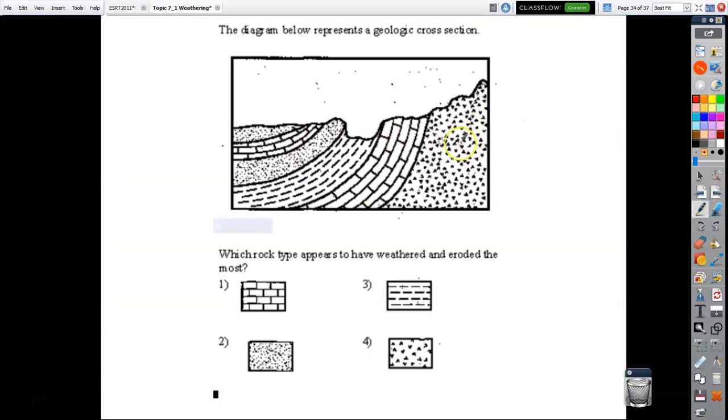This was a Regents question. It was very easy. The key to it was to look at the surface up here. It said, which type of rock appears to have weathered and eroded the most? So the most would be obviously right here where you see that dip. So then you would say, all right, match up that picture, which happens to be shale. That's the universal symbol if you look in your reference table. So you would go to choice 3.